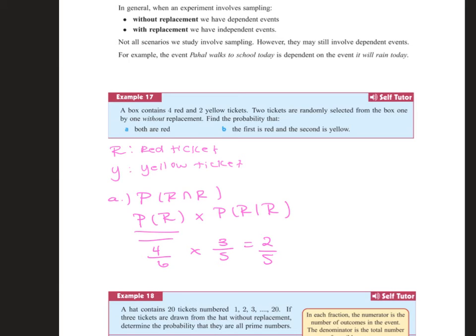For the second question, the probability that the first is red and the second is yellow. So the first is red, well, there's 4 out of 6, and the second is yellow. Well, there's 2 out of 5 because I'm not replacing the red ticket, and I multiply those straight across, and I get a reduced answer of 4/15.